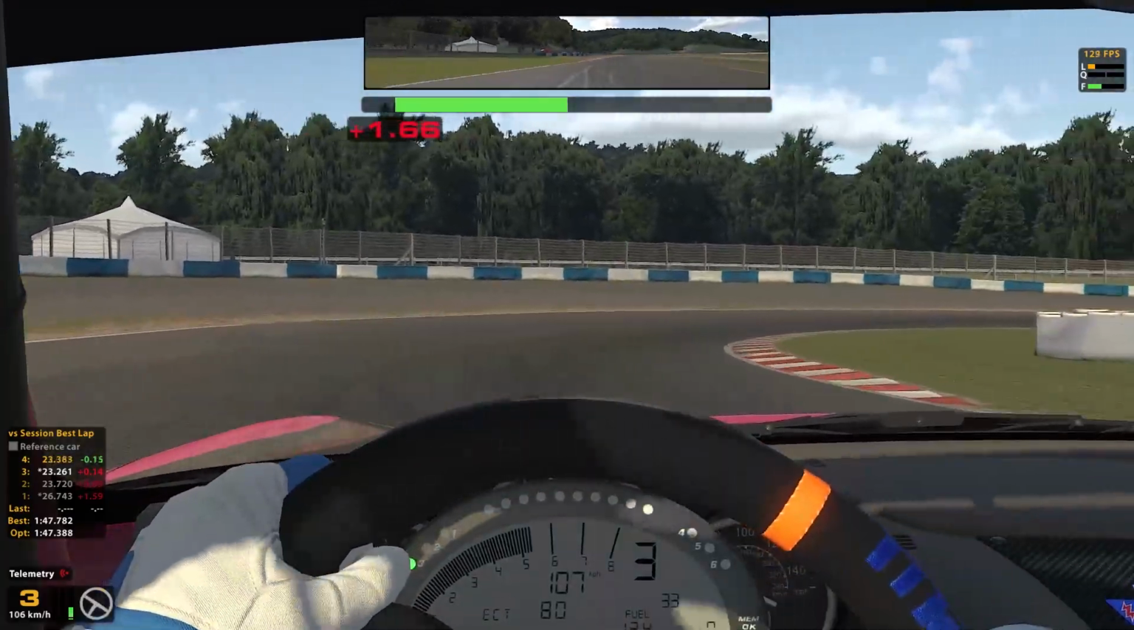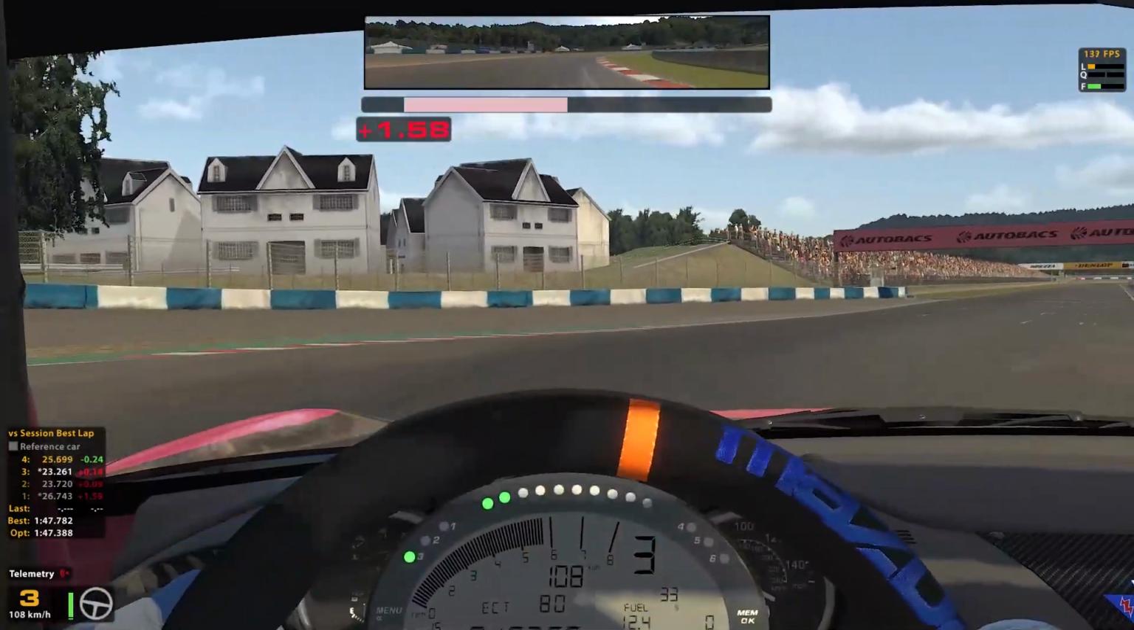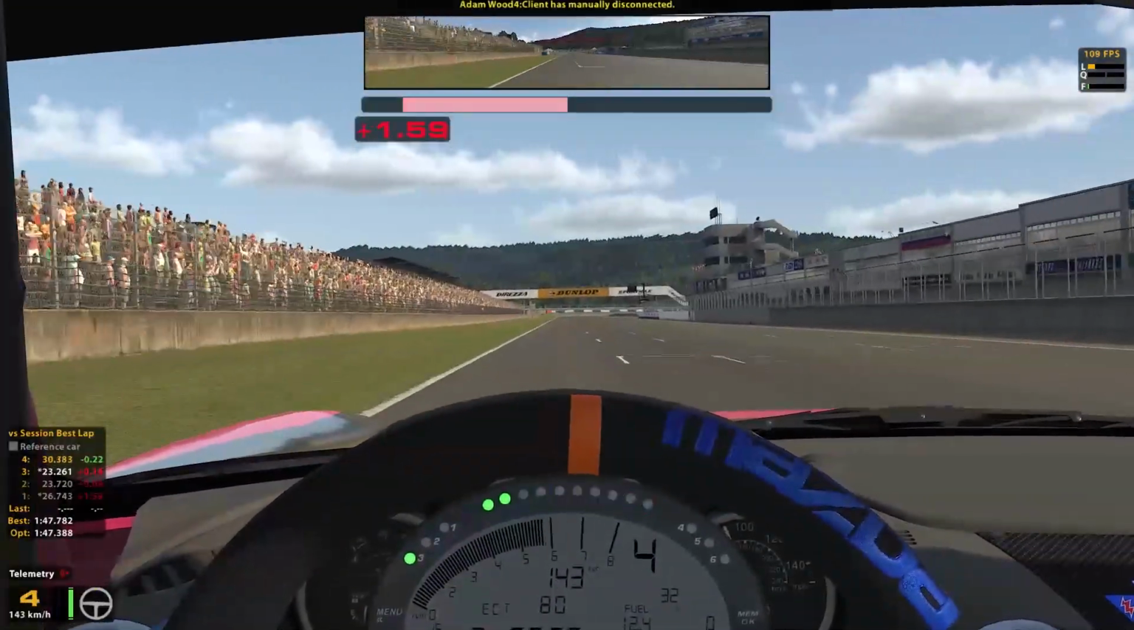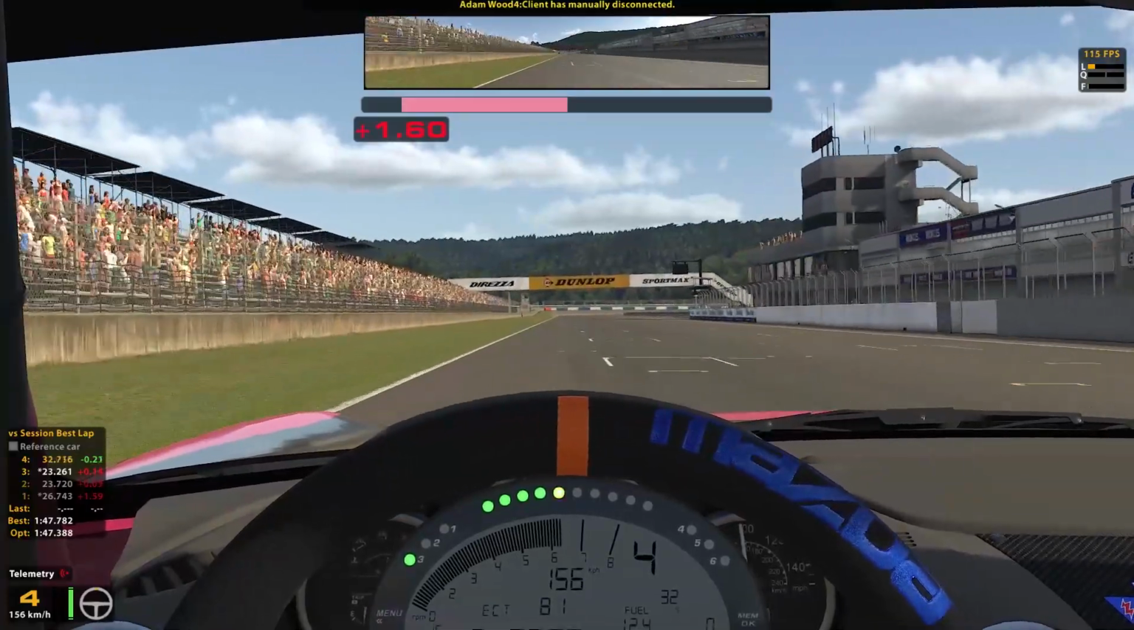Now let's jump to the Senna throttle application technique and hear the distinct engine sound when turning and when applying the throttle. It's very different.